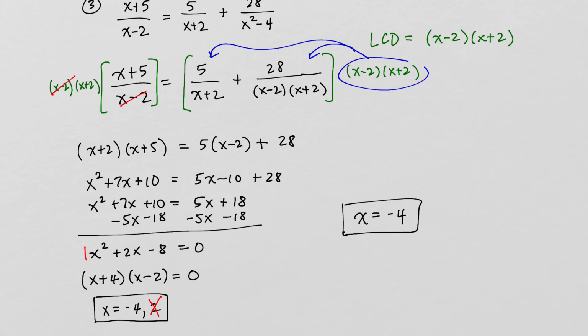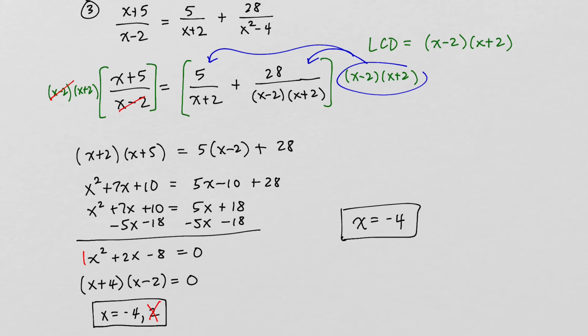So any number that makes the denominator equal 0 cannot be an answer. That's what we call an extraneous solution.